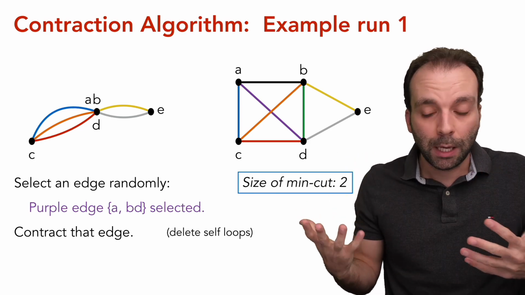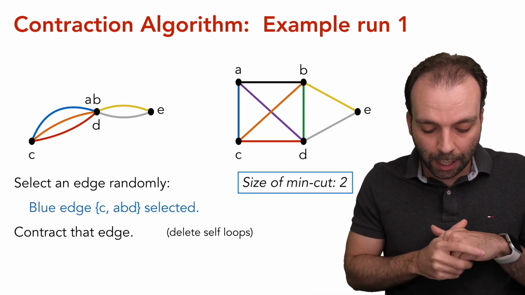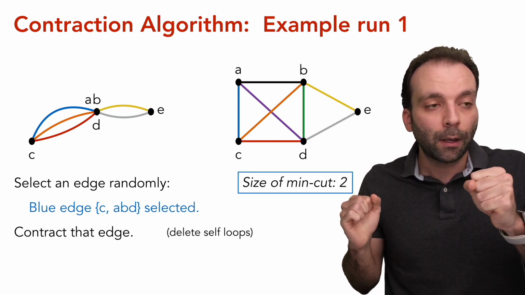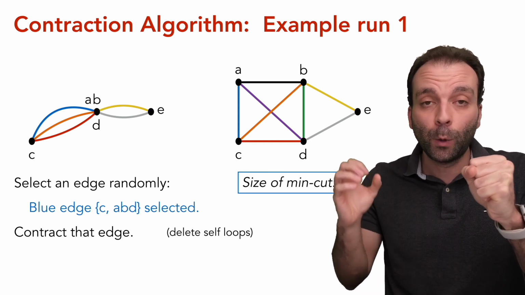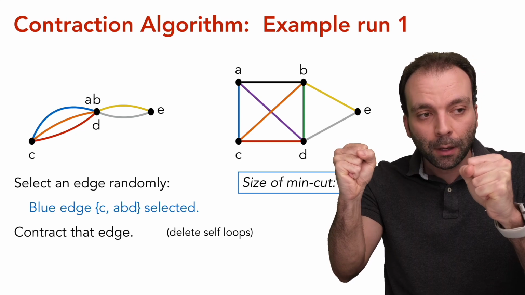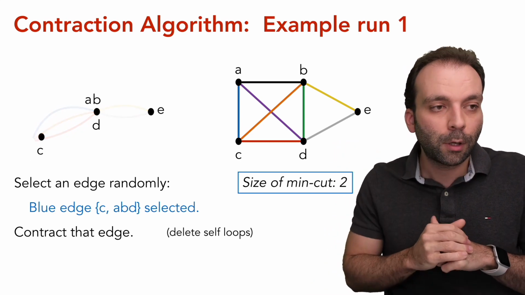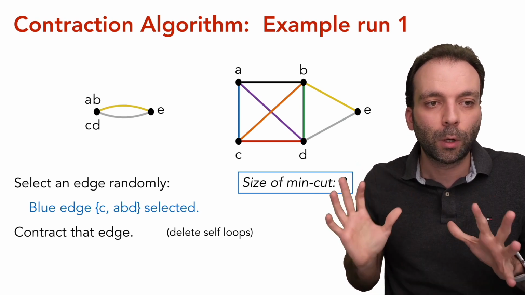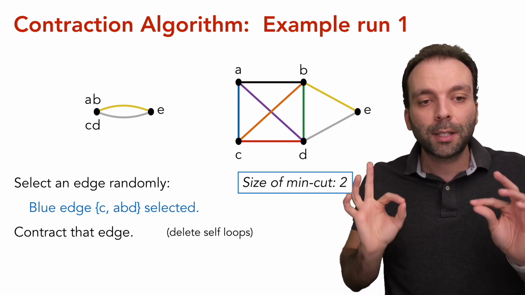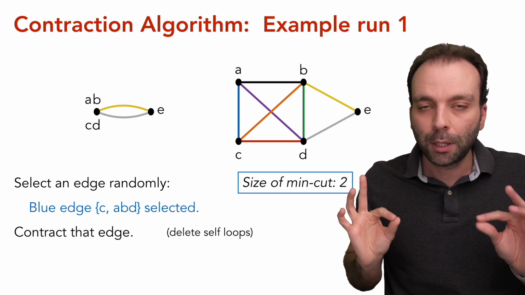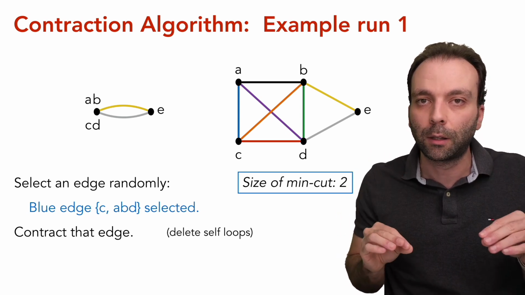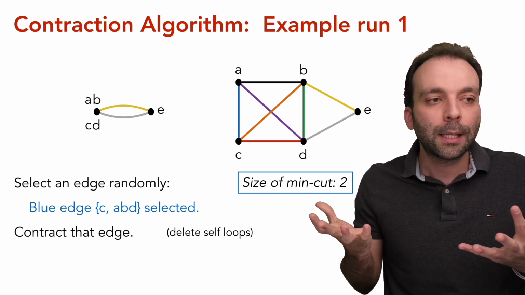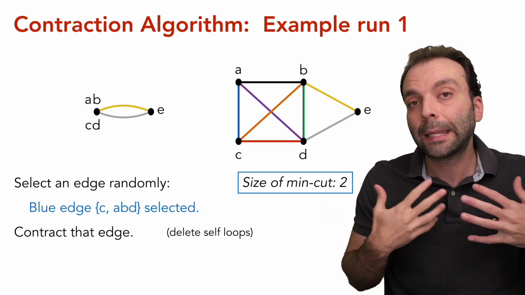Good. Repeat, right? So now we select another edge at random. Maybe the blue edge is selected now. So we merge the vertex C with the vertex ABD. We merge them together, delete the self loops, and then this is what we end up with. And now this is the stopping condition. The stopping condition is when you have two vertices left in the graph. Once you have two vertices left in the graph, that corresponds to a cut, and that's the cut that you output.